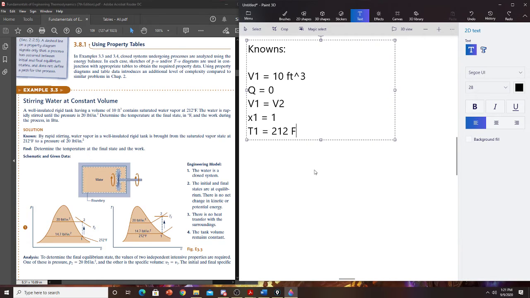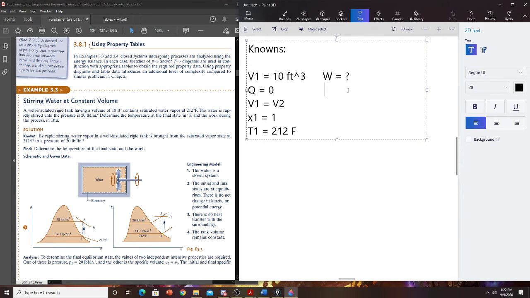So these are the things that we know. But there's actually one more thing I forgot. It says, then the water is rapidly stirred until the pressure is 20 psi. So there are 2 things that we need to figure out in there. Really quickly, what does rapidly stirred mean? What did we have to do for rapid stirring? It's work. Yes. Something had to be done, right? We had to insert some work. Work had to come into the system.